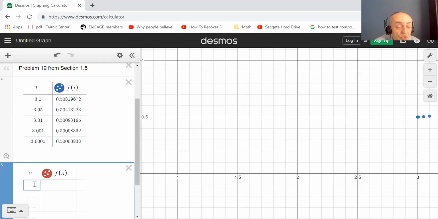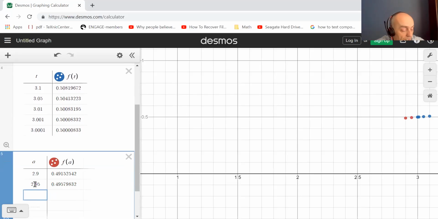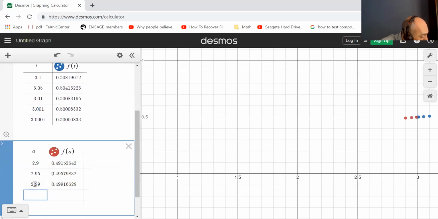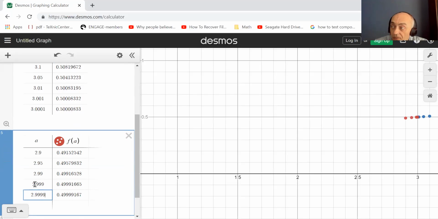I'm going to do the exact same thing. So A and f of A, and I'm going to give values to A, the ones at the bottom of the page here in the book. So 2.9, that's going to be the first one, and 2.95, the second one. Then it says do more, 2.99, that's going to be the third one, then 2.999, the fourth one. And finally 2.9999, the fifth one.